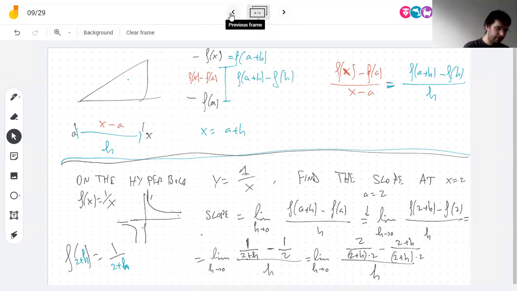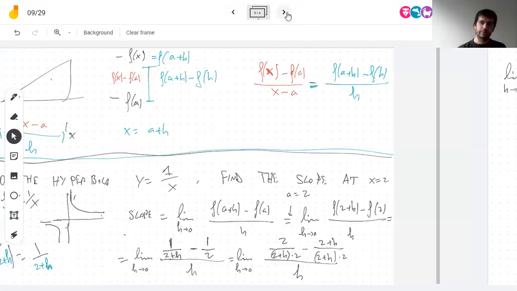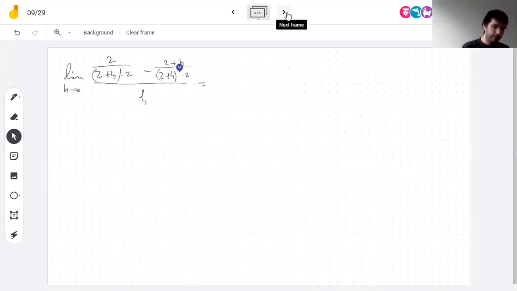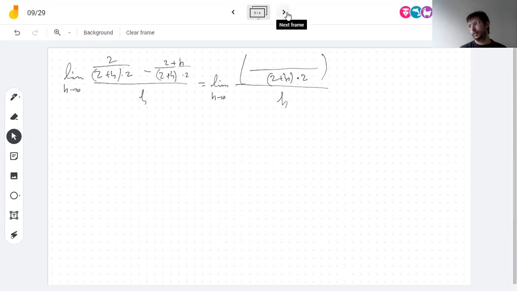So it's 2 divided by 2 plus h times 2, all divided by h, minus 2 plus h divided by 2 plus h times 2. So now I'm pretty much ignoring the denominator for now, just trying to write the numerator the best way I can. They have the same denominator up here, so I can combine them by adding the numerators. With fractions, I always think the example is cake. If I eat a third of the cake and then you eat 4/3 of the cake, together we ate 5/3. You add the numerators.